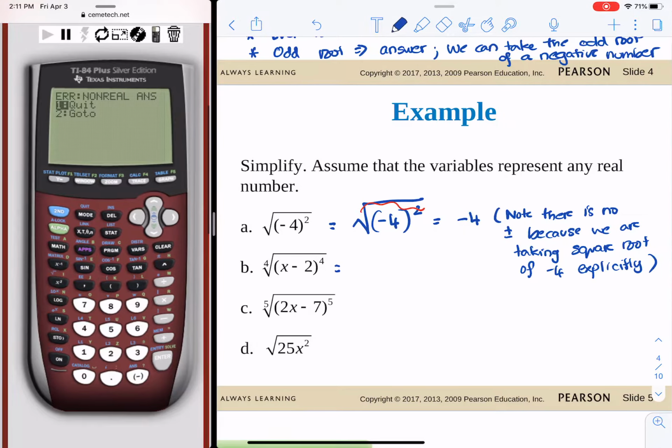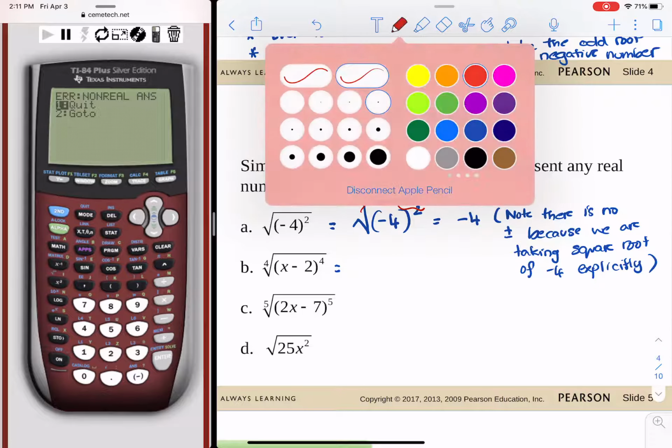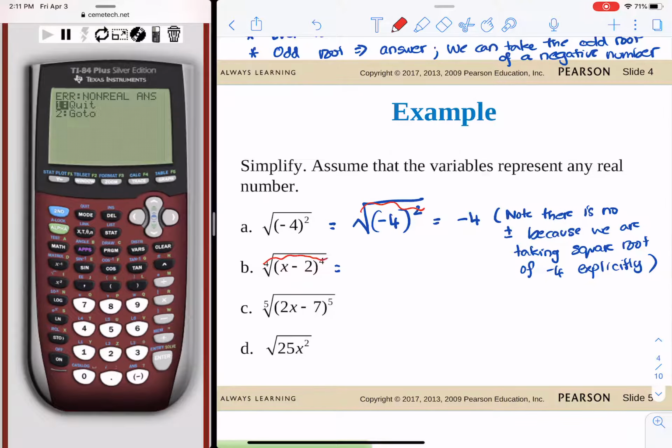So in the next example, we have the fourth root of x minus 2 raised to 4. So the root and the fourth power would sort of go away. We simply have x minus 2. Again, it is simply x minus 2 because we are taking the root of x minus 2 raised to 4 explicitly. And the next case is similar. We take the fifth root of 2x minus 7 raised to 5. Those two sort of go away. The answer is 2x minus 7.